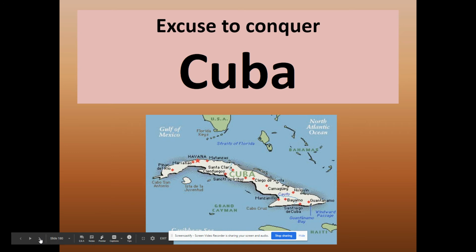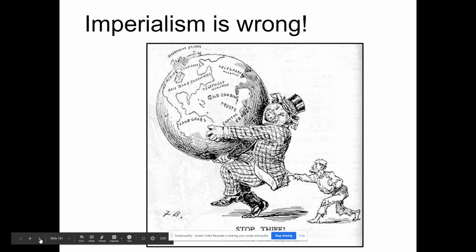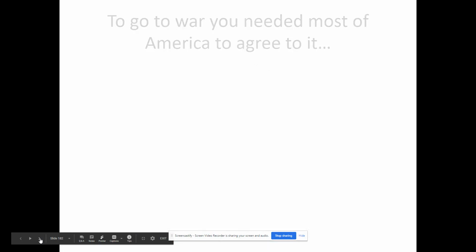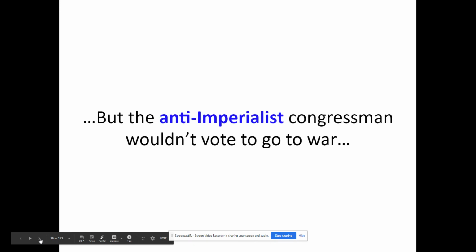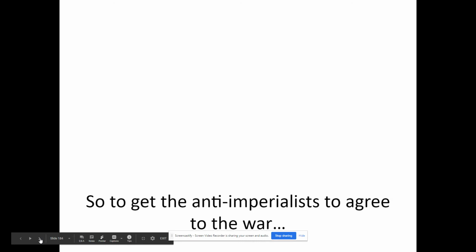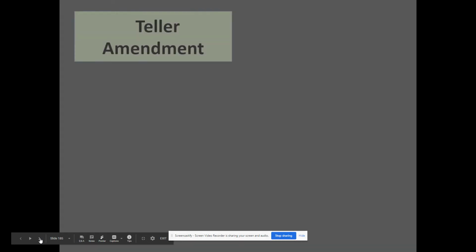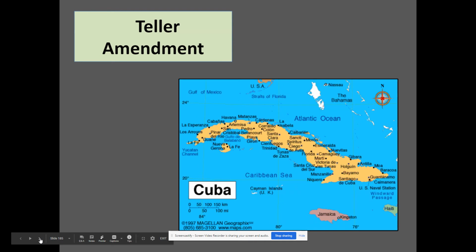Because this was just a hidden excuse to take over Cuba. That's what the anti-imperialists said. You keep talking about fighting against Spain to save the Cubans for freedom. But no, this is just an excuse to conquer Cuba. It's hidden. You're lying, you imperialists. So, to go to war, you needed most of America to agree to go to war. But the anti-imperialists wouldn't vote for the war. So, to get the anti-imperialists on the imperialist side to vote for the war, the imperialists finally compromised.